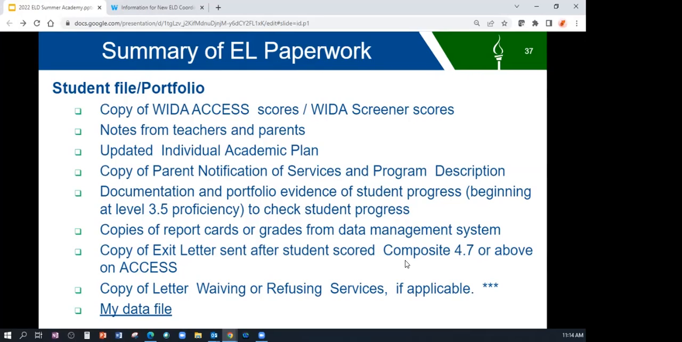You have documentation and portfolio evidence of their progress. With my older students especially, we created goal sheets that we put in there, and I went over those on an ongoing basis with the students, and we checked off what they were accomplishing as the year goes along. You could share this with classroom teachers where they could check off things as they're progressing through as well.